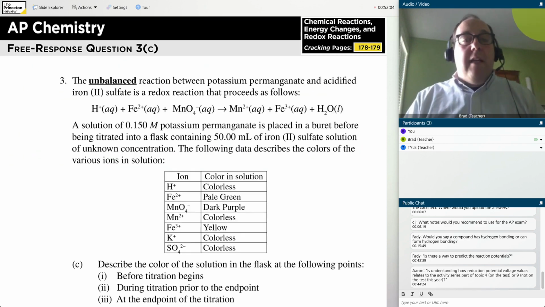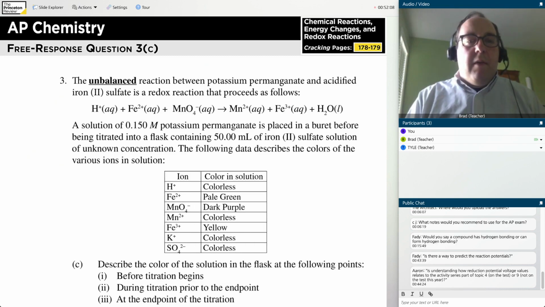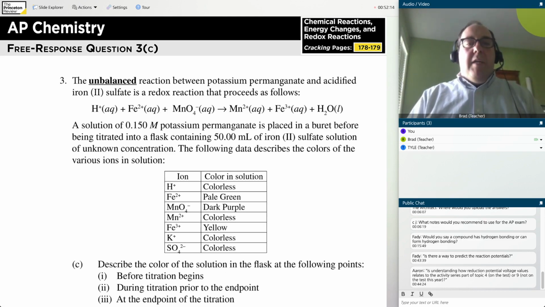The next thing the AP exam is asking me to do is to predict some color changes. This went a little bit out of order. And they give me some information to do this. I don't have to know any of this information off the top of my head. They note that different ions have different colors, and they want you to describe the color of the situation at different points in this titration reaction here.